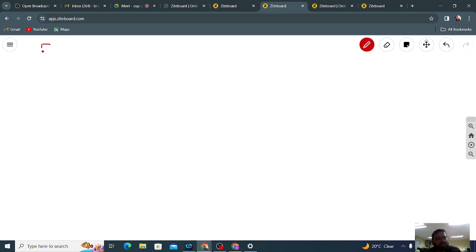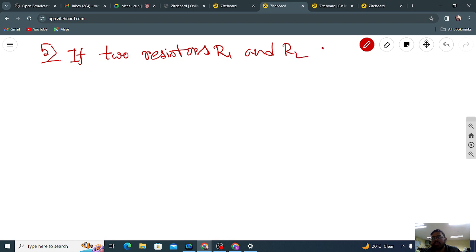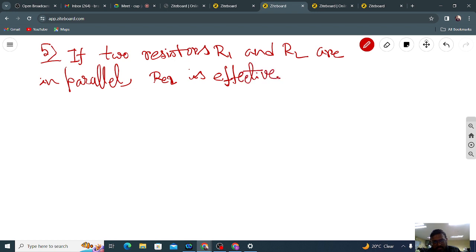Now let us move to the fifth question. Fifth question is, if two resistors R1 and R2 are in parallel, then if Req is the effective resistance, and there are 4 options.